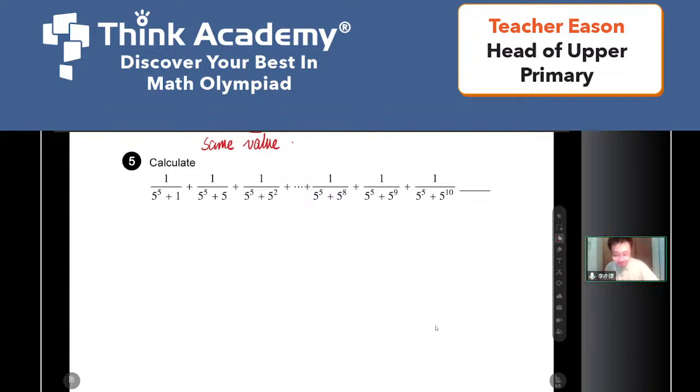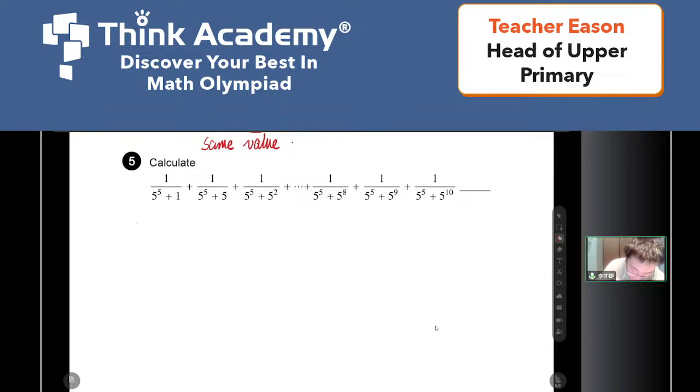Let me calculate the sum of all these fractions. So look at the numerators. The numerator is always 1, and the denominators are something strange from what we know, right? So it is 5 power of 5 plus 1, 5 power of 5 plus 5, 5 power of 5 plus 2 power of 5. So we can easily find the pattern of the denominator, but how do we solve this?